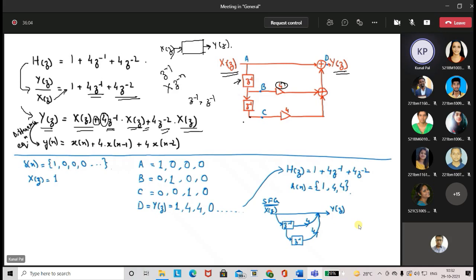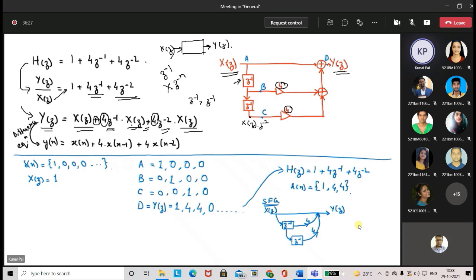Let's see, we get X(z) multiplied by minus 2, but we have a multiplier of 4 also. So then we put up a multiplier of 4 and it goes to the adder over here. So all these values will be added up and then we will be getting the output.